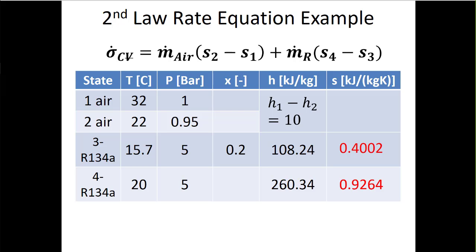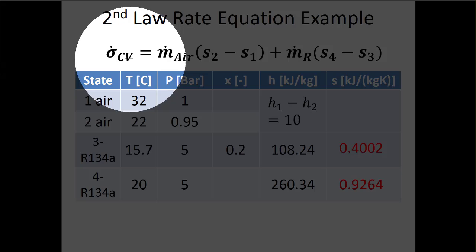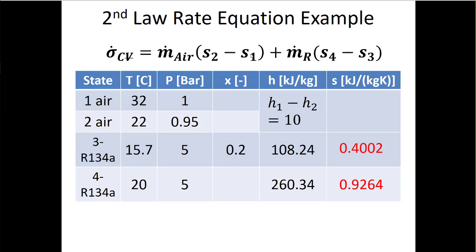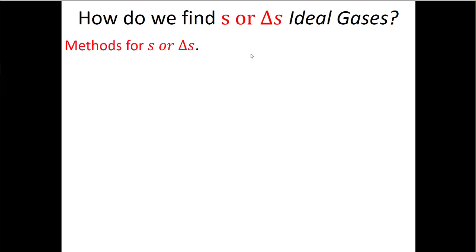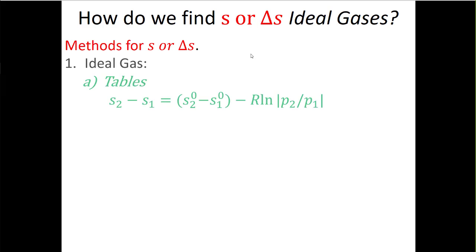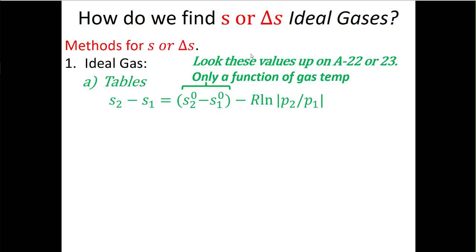Right now, the thing is, how do I find S1 and S2, or if I'm doing constant specific heat analysis, how do I just find this delta, right? Because now if I look at this equation, I know everything except S2 and S1, the air side specific entropies. So we go back to what we talked about already, right? There's different ways that we can find specific entropy for ideal gases. I can use the tables, right? And in this case, I know the temperature, and I know the pressure. So I could use this equation, right? I just have to look up S superscript 0 values on table A22.